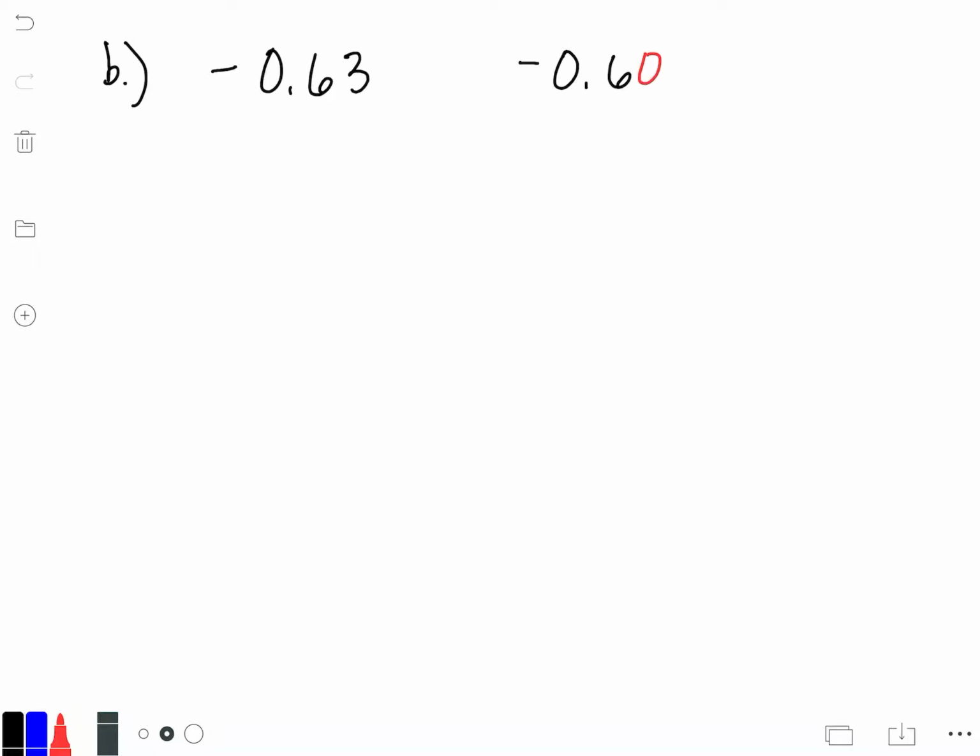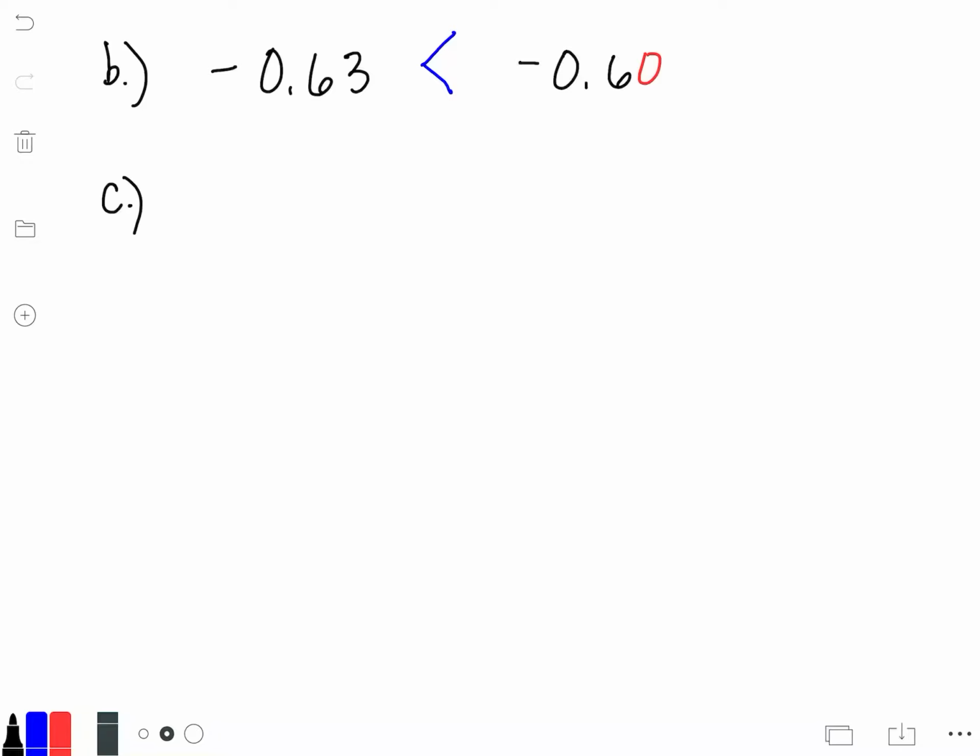This is negative 0.63 and negative 0.60, and I would think of them as money. So you've got owing 63 cents on the left and owing 60 cents on the right. Technically, if you only owe 60 cents, you have more money. Negative 0.60 is a larger number than negative 0.63. I hope this is making sense. I know negative numbers can be a little bit confusing at first.